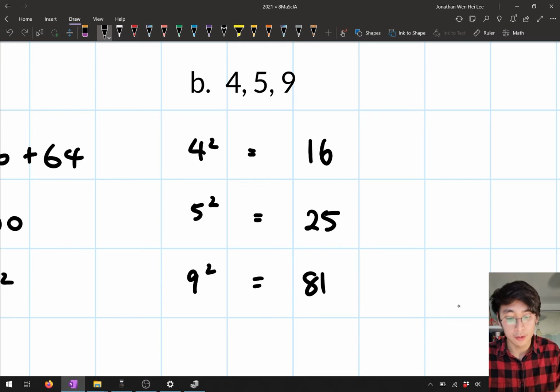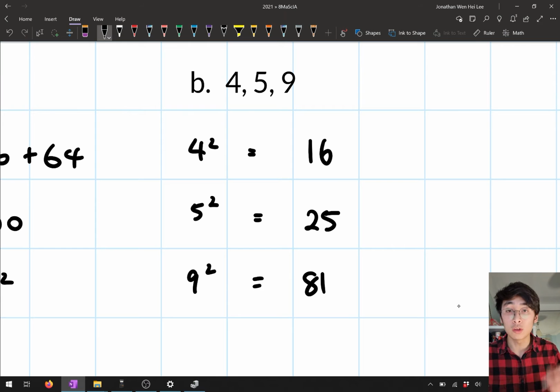Okay, there we go. 4 squared, 5 squared, 9 squared. If you want to do this in your head, you're just thinking 4 times 4. 4 times 4 is 16. 5 times 5 is 25. 9 times 9 is 81. When you square, you're not timesing it by 2, but you're actually timesing it by itself.